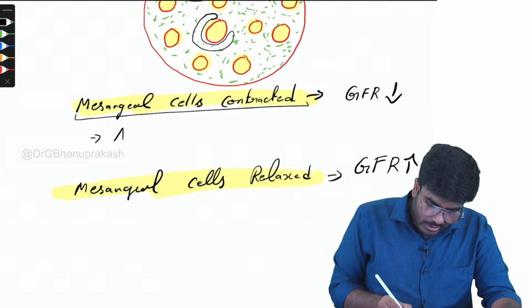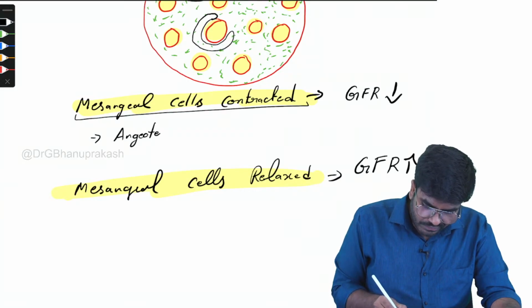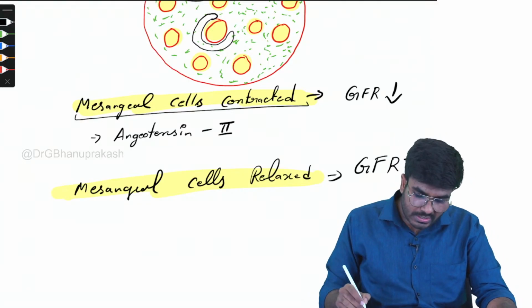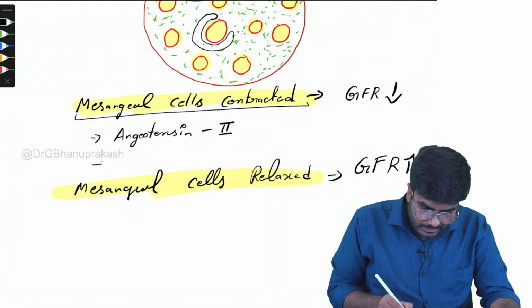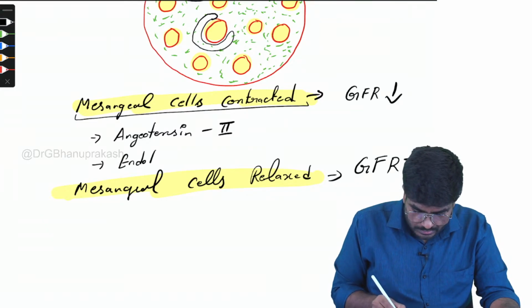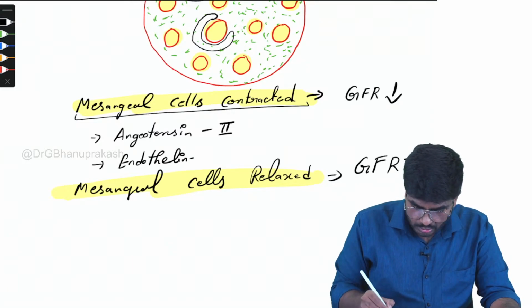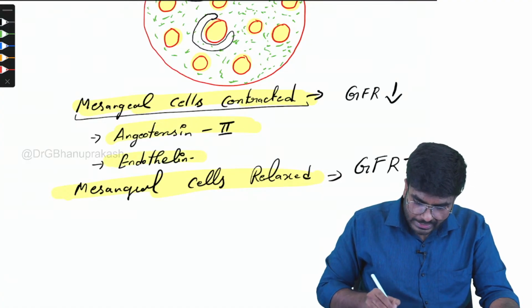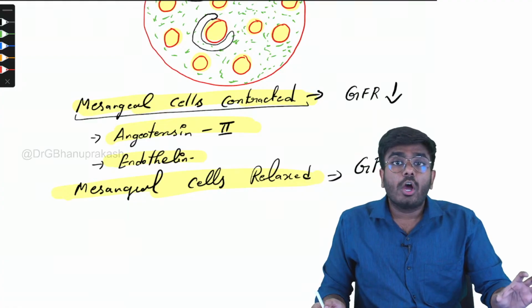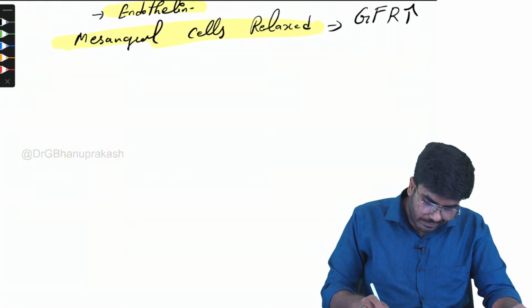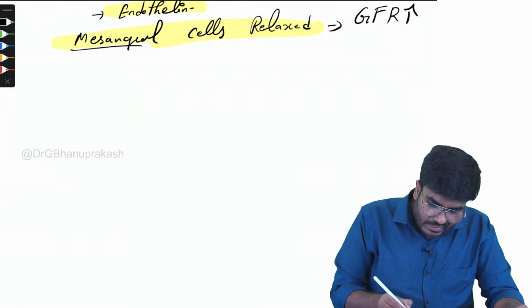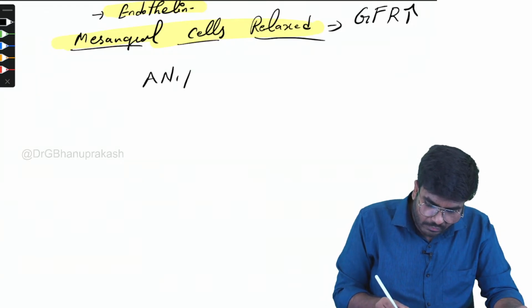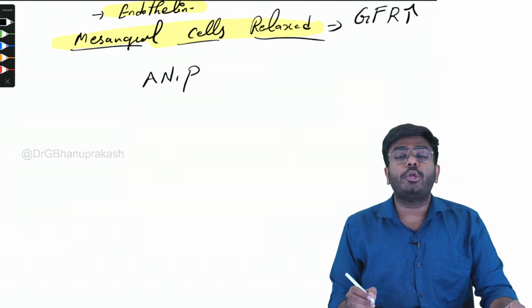First substance is called angiotensin 2. Angiotensin 2 will cause mesangial cell contraction, as well as endothelin. So these substances, angiotensin 2 and endothelin, will cause mesangial cell contraction. And substances which will cause mesangial cell relaxation are ANP. What is this ANP? Atrial natriuretic peptide.